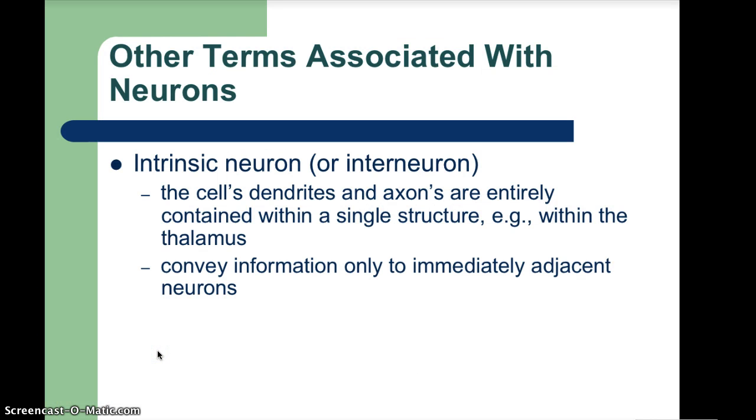Intrinsic neurons or interneurons are the ones in which the cell's dendrites and axons are in a single structure. So they're not transferring between skin or muscle, but they're in one place, like in one area of the brain, like the thalamus. And they're conveying information only to very nearby neurons.